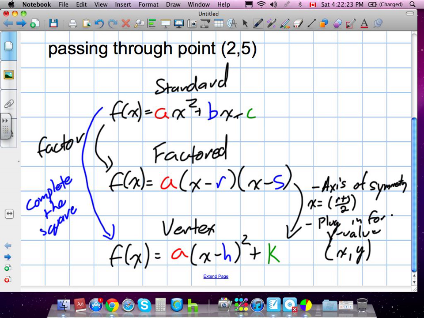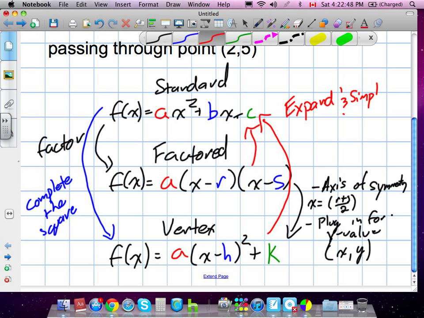Okay, there's really not a name to it, it's a couple steps. And then, to go from both of these, you expand and simplify to go back to standard. So whether it's going from vertex to factored or factored to standard, we expand and simplify. So there's three major forms we deal with, and we go back and forth between them constantly with quadratics.